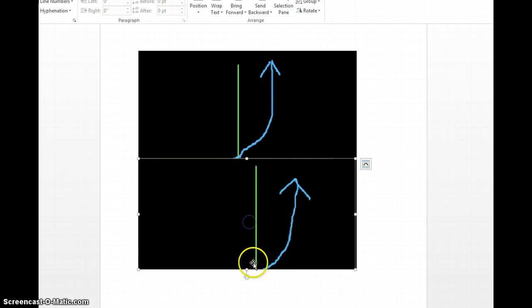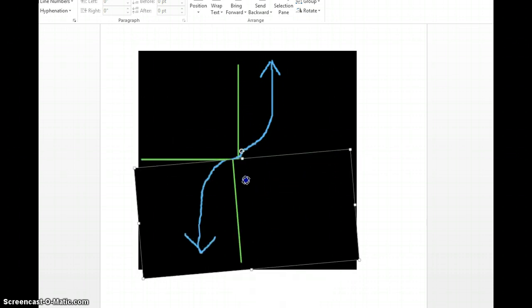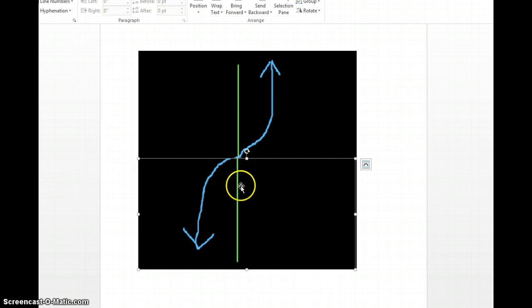So if we rotate this graph 180 degrees, we have rotational symmetry, and that rotational symmetry again is at the same spot as our starting point. For the parent function, that point is 0, 0.